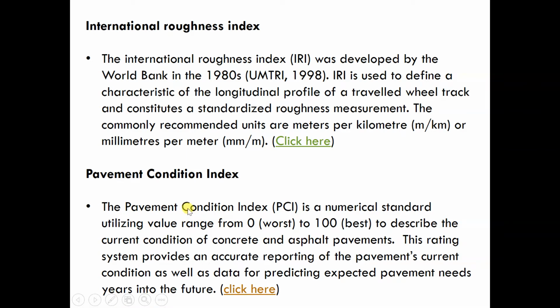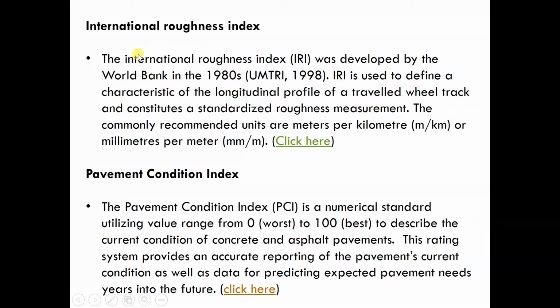There are two types of measurements to assess and classify the road condition. One is the International Roughness Index. It's some sort of standard or rating of the roads. Another one is the Pavement Condition Index.